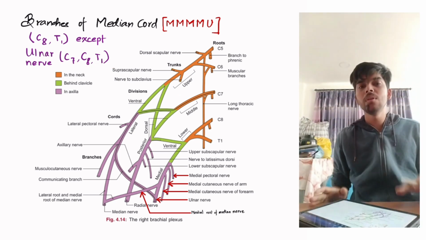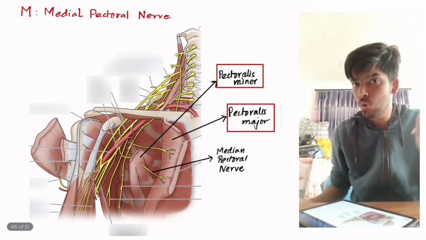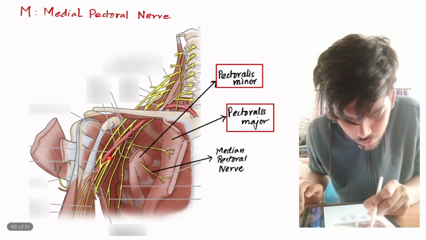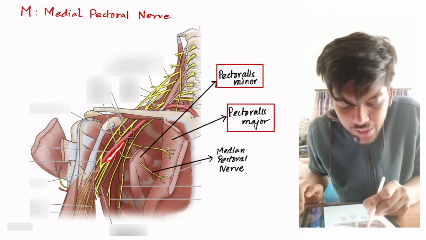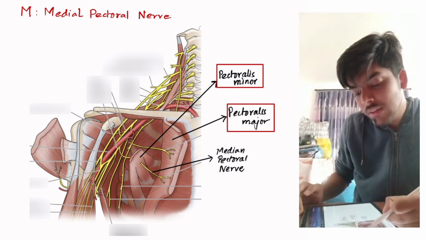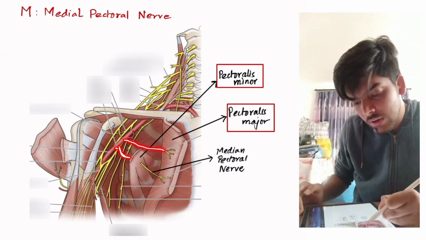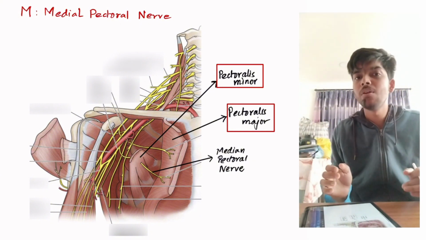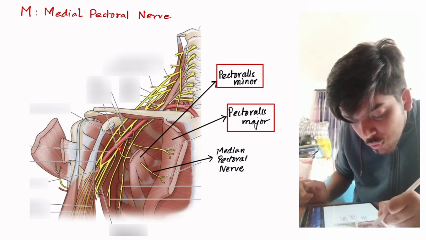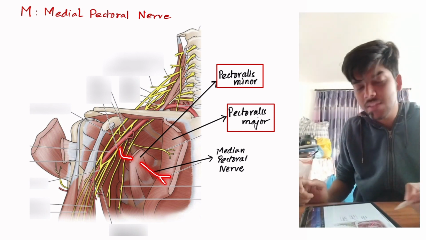Now let's look at each of the branches one by one. First M stands for your medial pectoral nerve. So here's the medial cord. The medial cord gives off a branch which is called the medial pectoral nerve. The medial pectoral nerve, unlike the lateral pectoral nerve, does not branch to supply pectoralis major and minor muscle. It instead pierces through the pectoralis minor muscle first and then supplies the pectoralis major muscle.